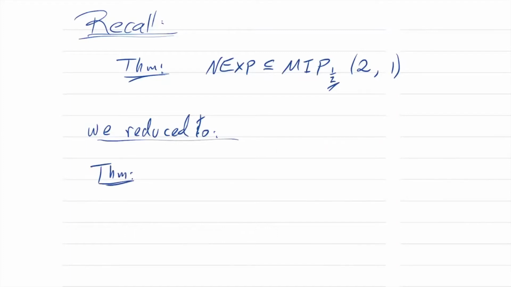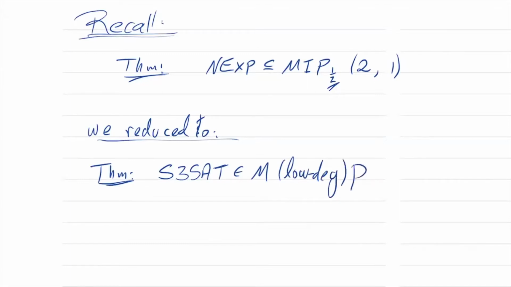So first of all, there was this problem called succinct 3-sat, which is complete in non-deterministic exponential time. And we want to prove that it belongs to multi-low degree polynomial oracle proof with soundness that is somewhat separated from one and a number of provers that can be polynomially large.